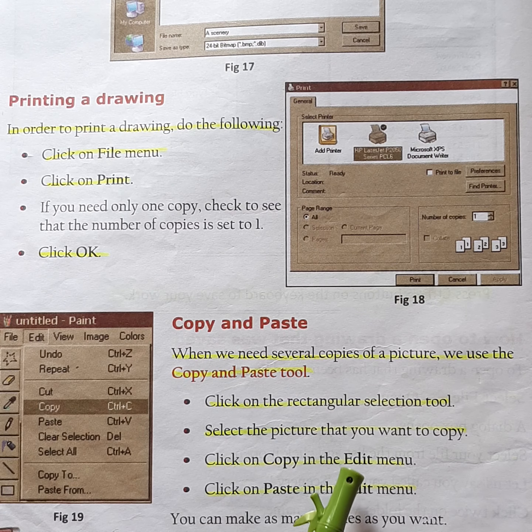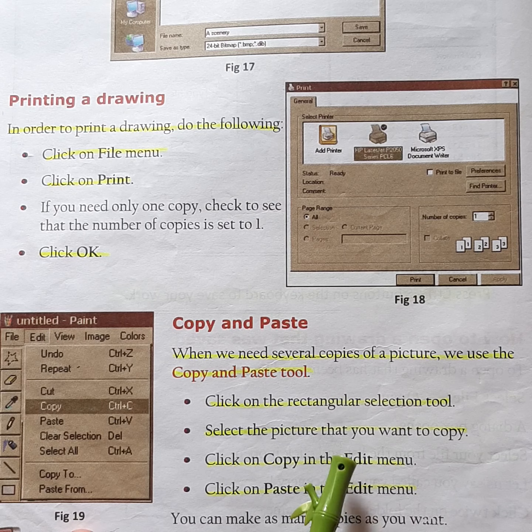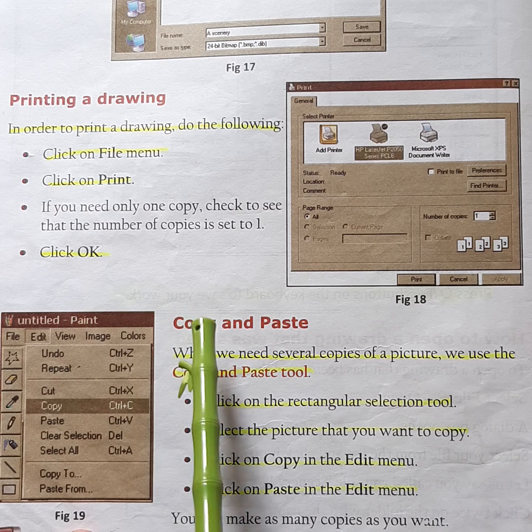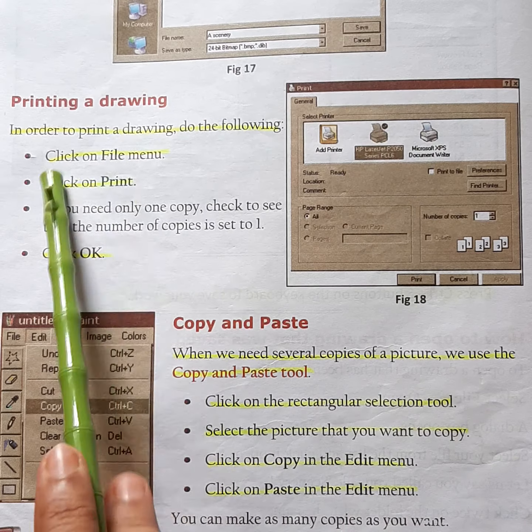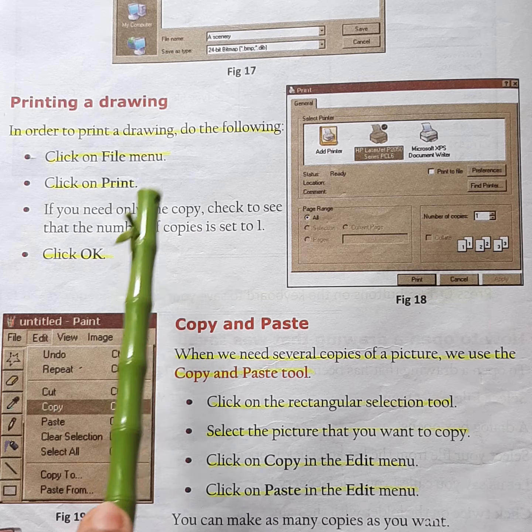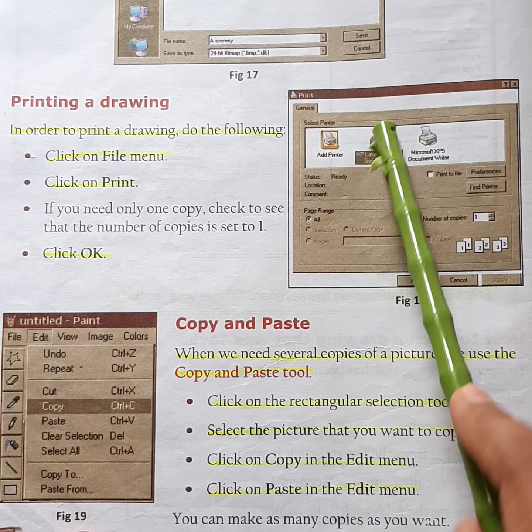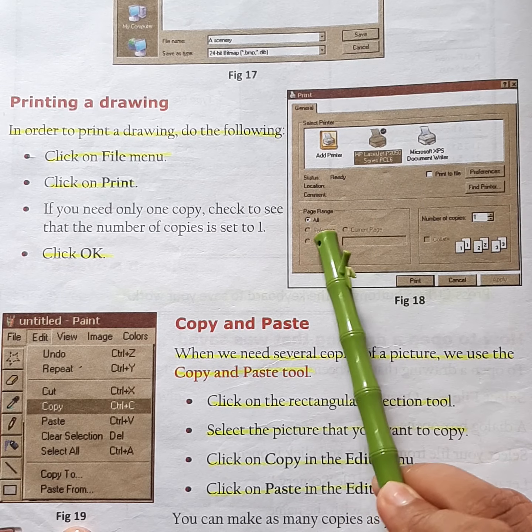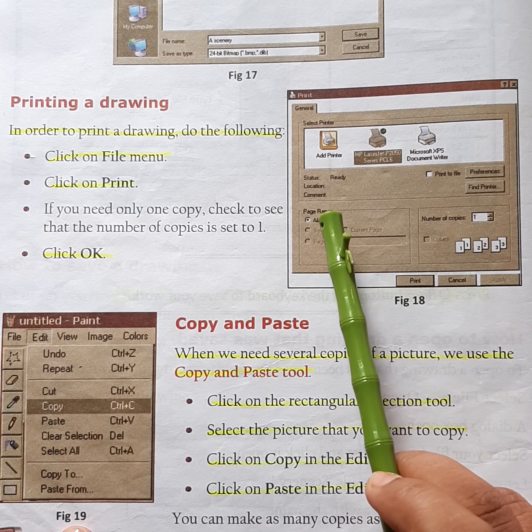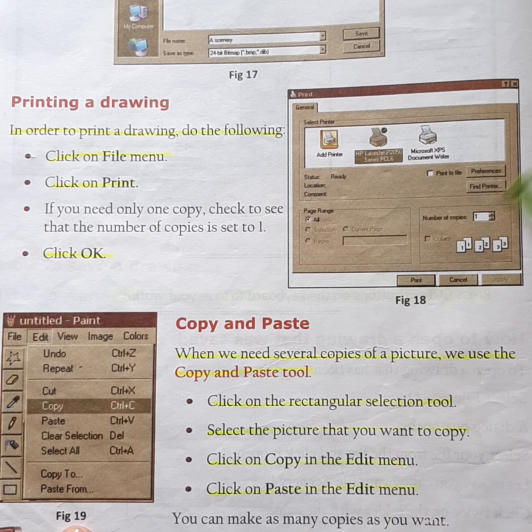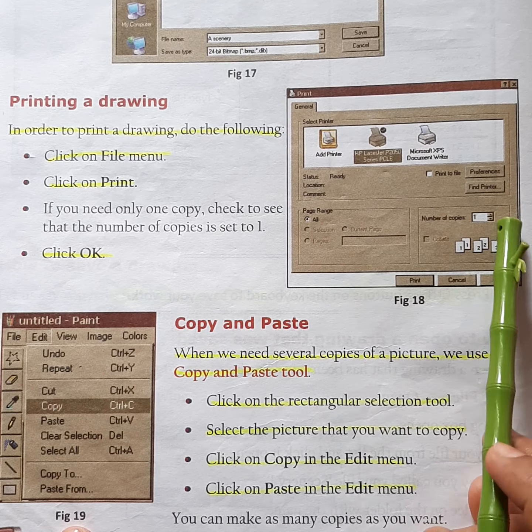For printing a drawing, definitely you will need a printer. In order to print a drawing, you need to click on the file menu, then click on the print option. Then you have to select which printer you are going to use, then how many pages, which pages, the current one or all, or any other option, the number of pictures you want.